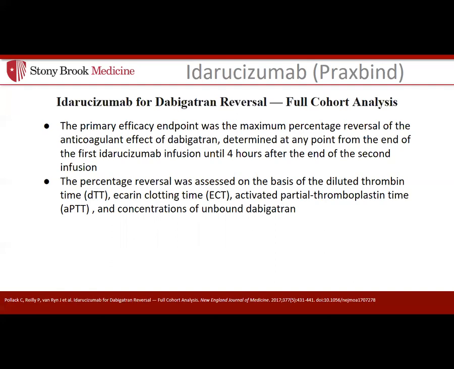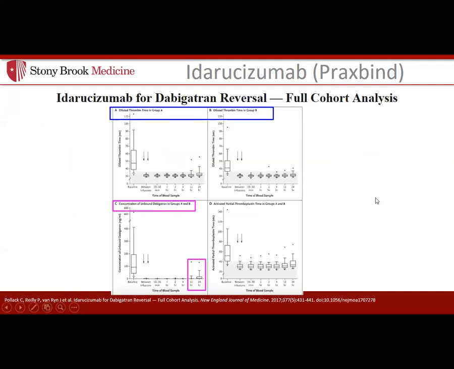And then they also looked at some of the coagulation tests. So they looked at diluted thrombin time, ecarin clotting time, APTT, and the concentrations of unbound dabigatran, because idarucizumab works by binding to dabigatran itself. So it makes sense to study that. So these were the results of the study.